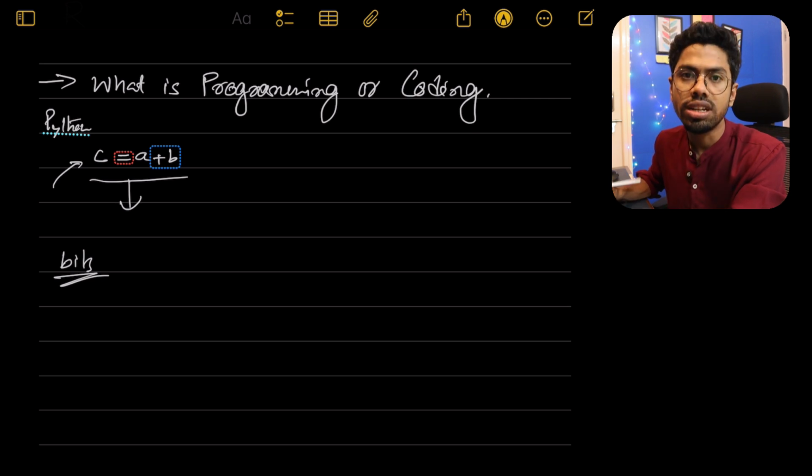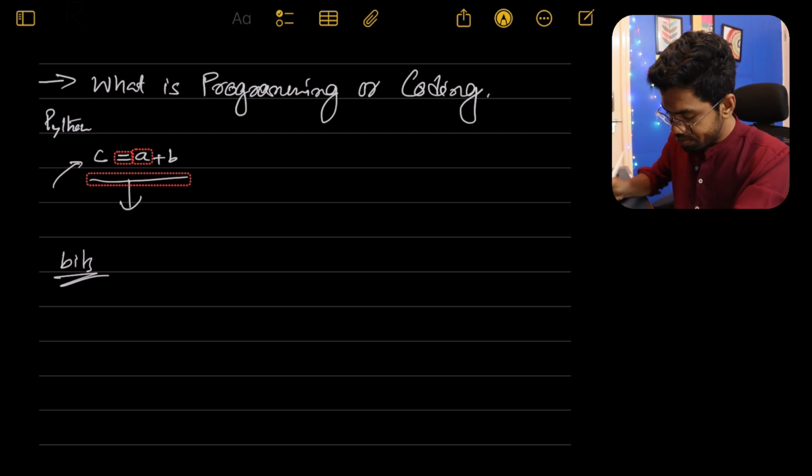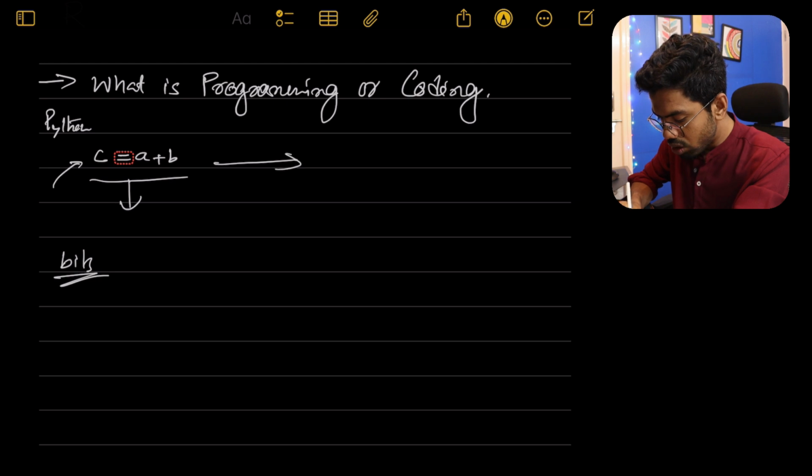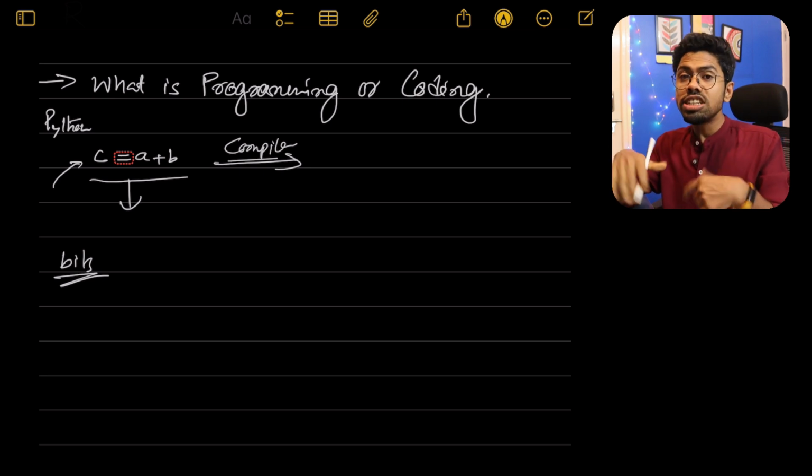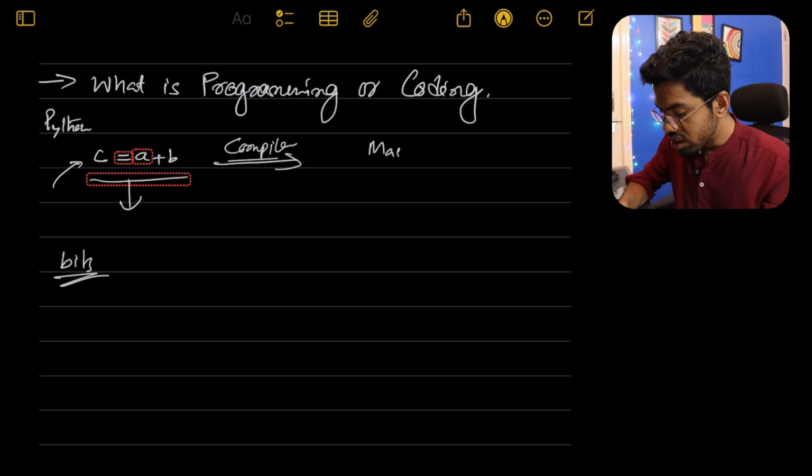So how do we do that? Because as a Python developer, we just write it and we get the result, right? So we have something called a compiler. The compiler will compile this and change it to what is called machine language.